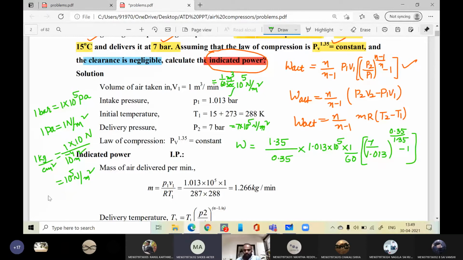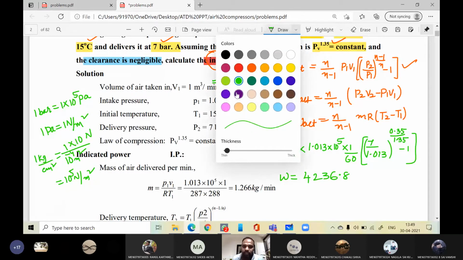So, 4,236.8 joules. Let me check the units, because the volume is given in terms of seconds, right? So instead of indicated work, you may get direct indicated power. Based on the units, we can say right now. Let me balance the units first.